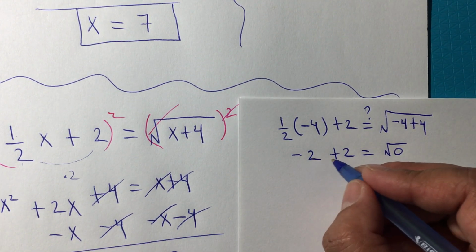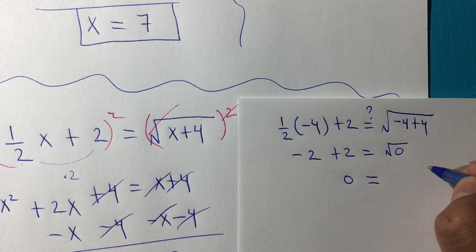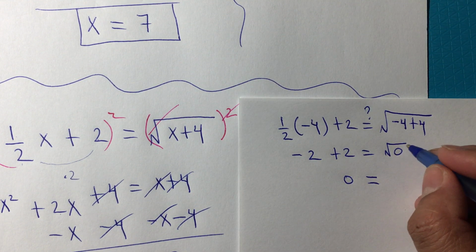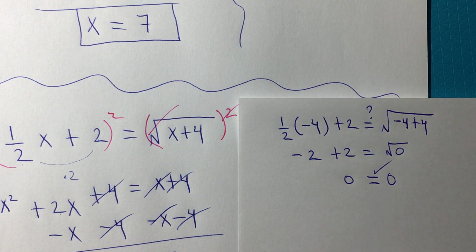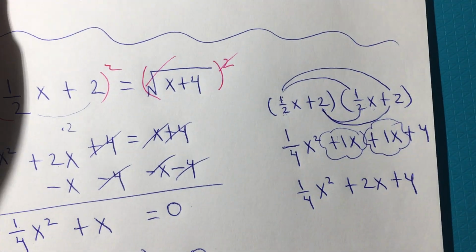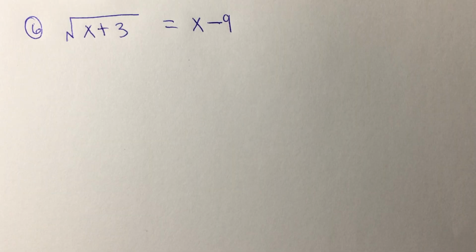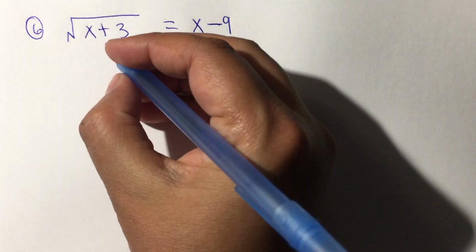And -2 plus 2, they're opposite, so they cancel each other. And in here, the square root of 0 is 0. So yeah, that's also a solution. So both of those are true solutions, 0 and -4. Okay, let's do one last one, number 6.